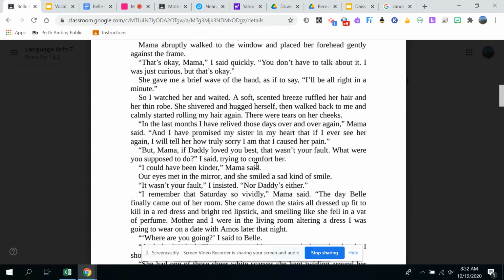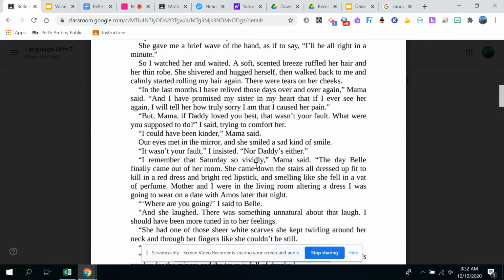She gave me a brief wave of the hand as if to say, I'll be all right in a minute. So I watched her and waited. A soft, scented breeze ruffled her hair and her thin robe. She shivered, hugged herself, then walked back to me and calmly started rolling my hair again. There were tears on her cheeks, right?